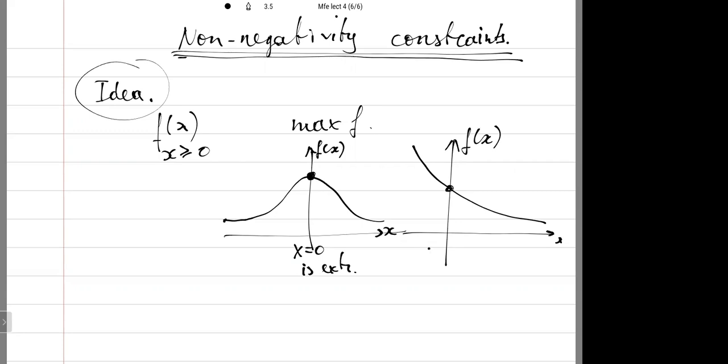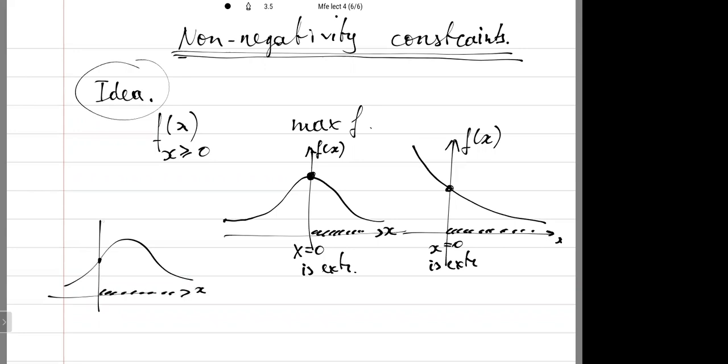Once again, x equal to 0 is an extremum. Why? Because I have a non-negative constraint. And in the other case, when I have something like this, in this case, x equal to 0 is not an extremum.